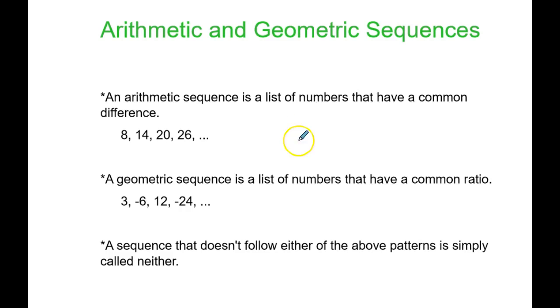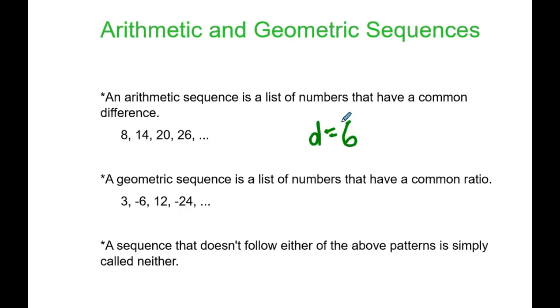The common difference in this case is going to be D equals 6. D just stands for the common difference. That common difference is 6. If we were subtracting each time, that is still going to be arithmetic. It's just that our common difference would then be a negative value.